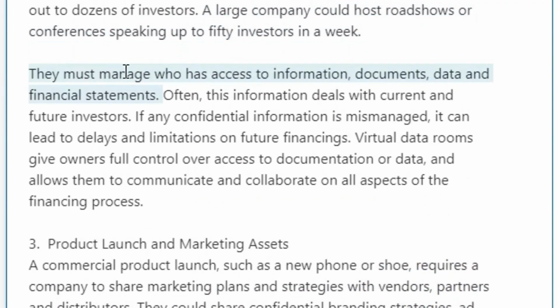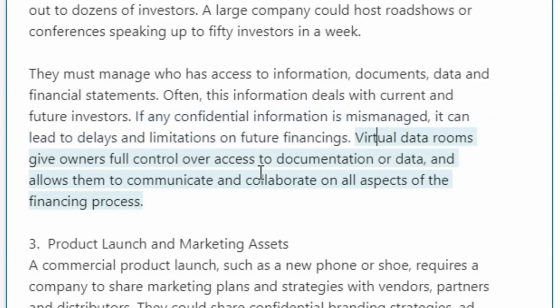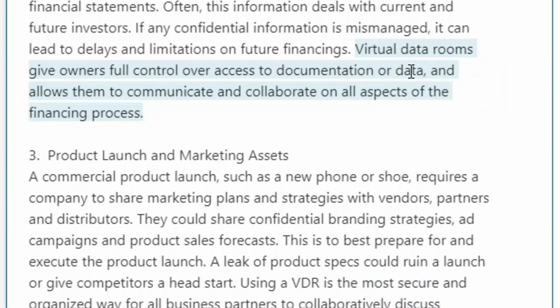They must manage who has access to information, documents, data, and financial statements. Often, this information deals with current and future investors. If any confidential information is mismanaged, it can lead to delays and limitations on future financings. Virtual data rooms give owners full control over access to documentation or data, and allow them to communicate and collaborate on all aspects of the financing process.